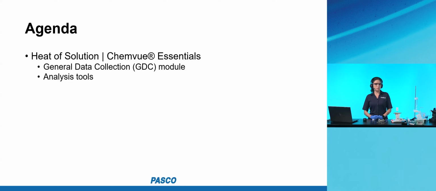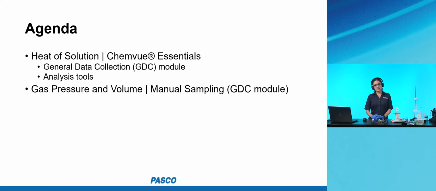And then most of the time, you're going to be spending your time in there unless you have some very specific equipment, which would require a different module. And I'll show those in this session. The next demonstration I will do is Boyle's Law, a pressure volume relationship lab to show how manual sampling works in the, I might say, GDC, General Data Collection module.